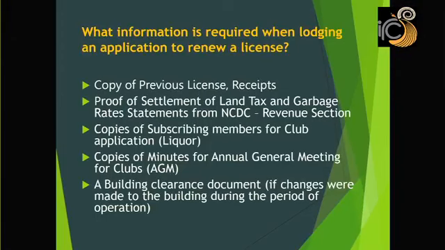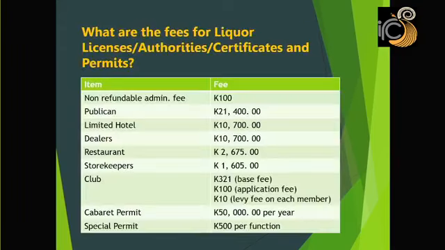Once you get a new license, you have to renew it every year or once the validity period expires. So these are the requirements that you will also need if you're renewing the license. Basically, it's a copy of the previous license, proof of settlement of land tax and garbage rates from NCDC revenue, and all the rest, basically, if you're running a club, which is probably not for this forum here.